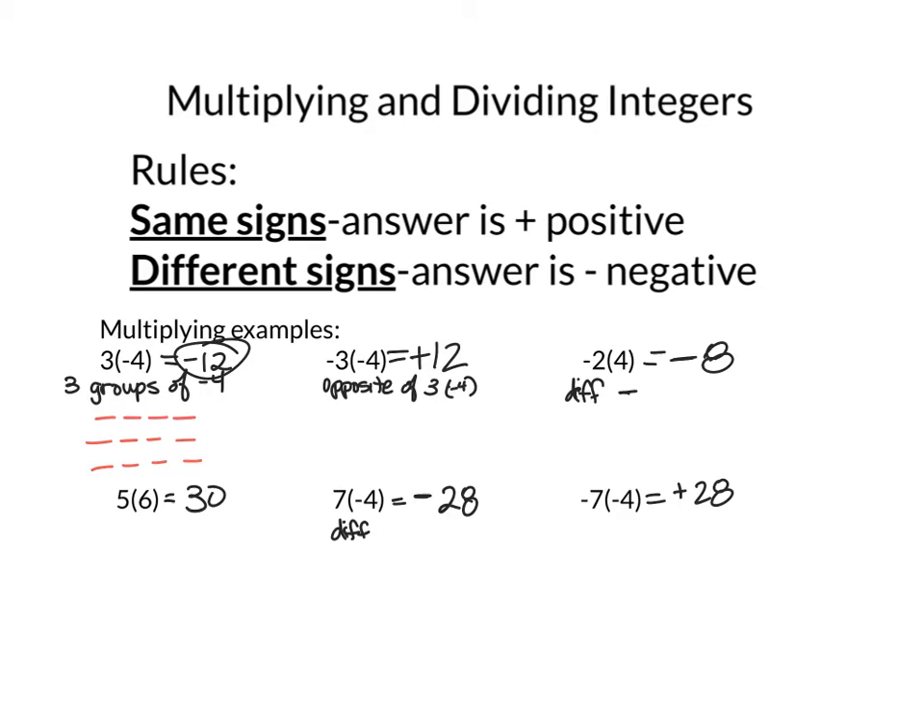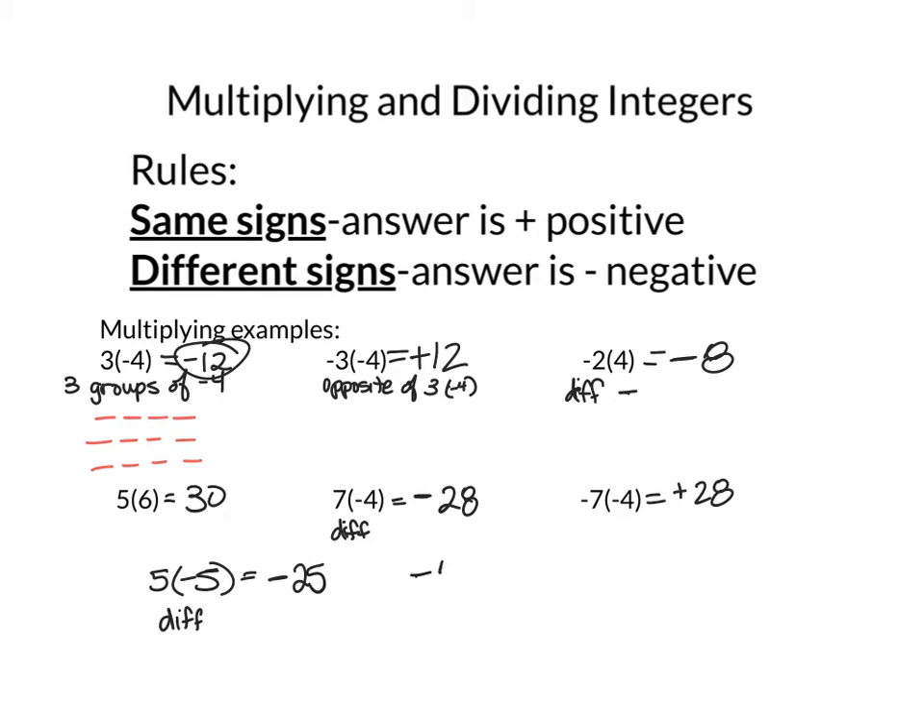Now I'm going to give you a problem to do. 5 times negative 5. Take a second. Are the signs the same or different? They're different. Does that mean the answer is negative or positive? That means the answer is negative. And 5 times 5 is 25.